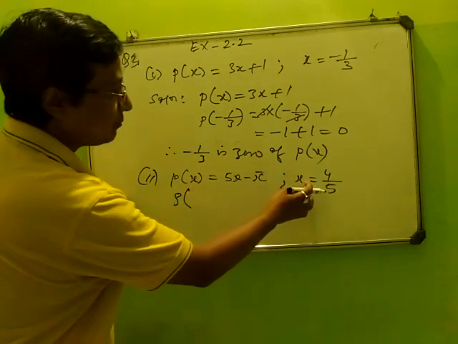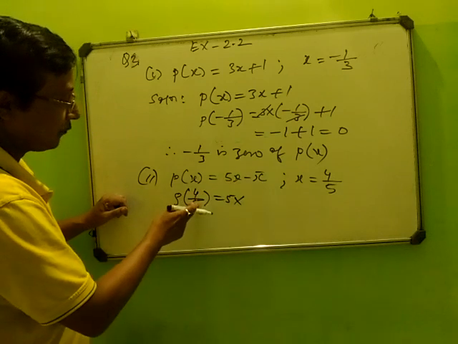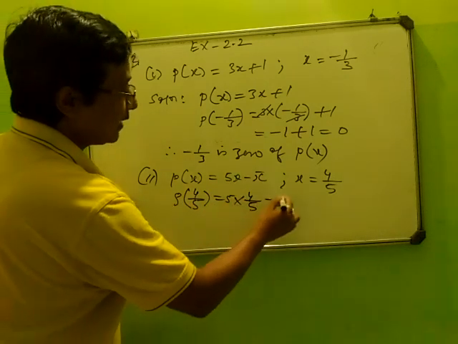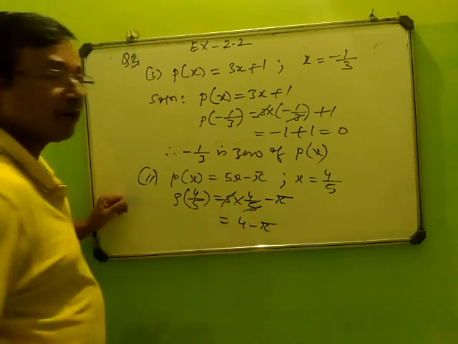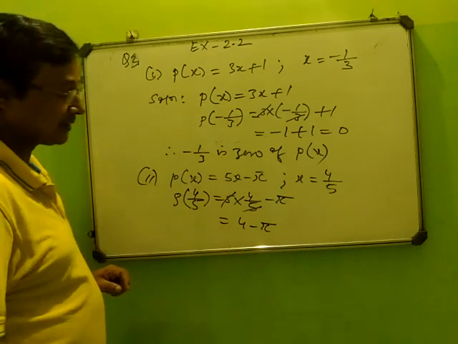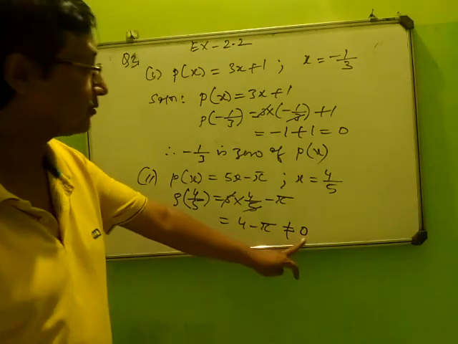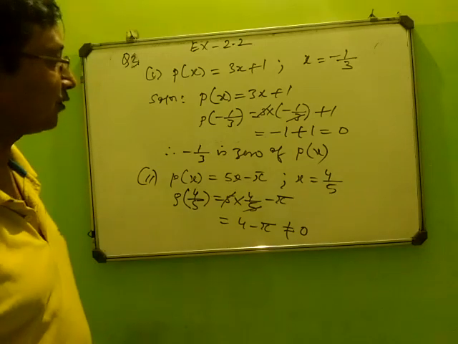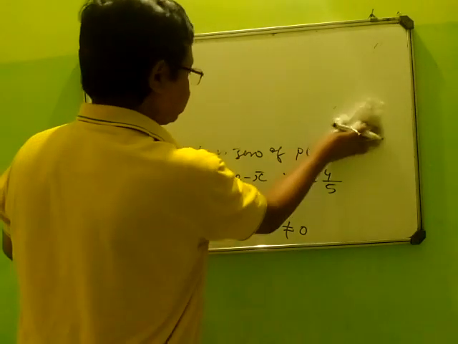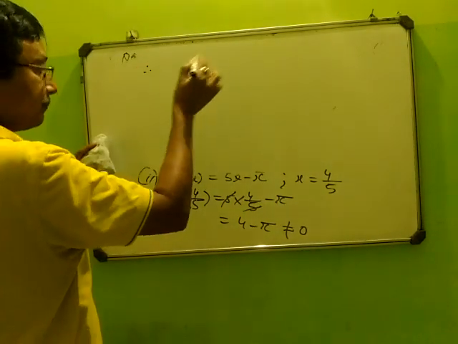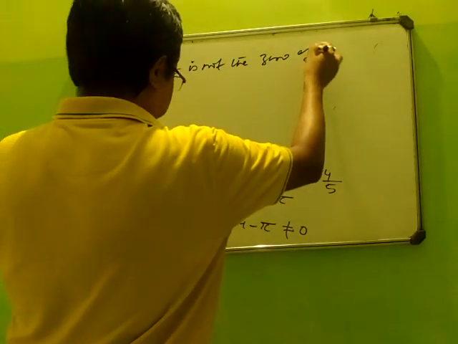So here P, in place of x, it is 4 by 5. So 5 into, now x is replaced by 4 by 5, so 4 by 5 minus pi. So 5, 5 cancel. You got 4 minus pi. Now you cannot solve it and you cannot write 22 by 7. That means the result is not equal to 0. So as the result is not equal to 0, therefore 4 by 5 is not the 0 of P of x.